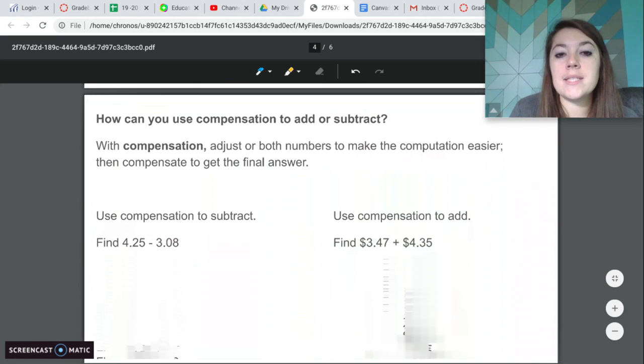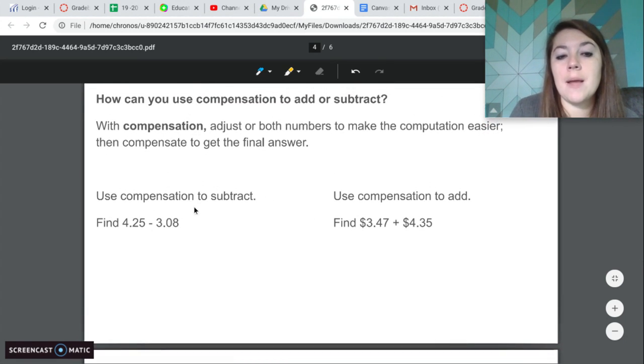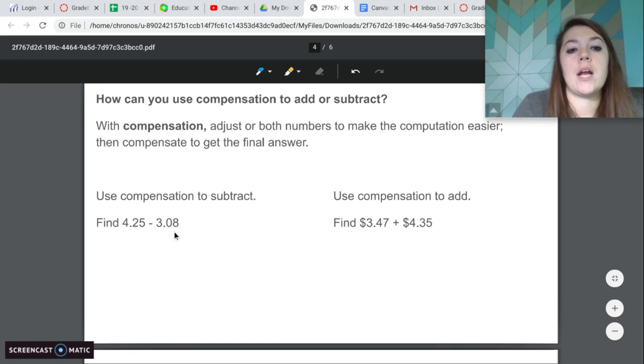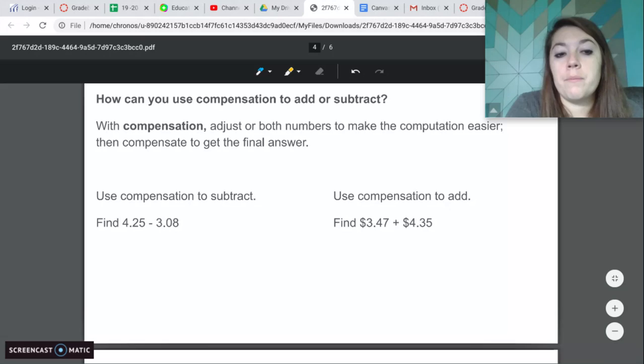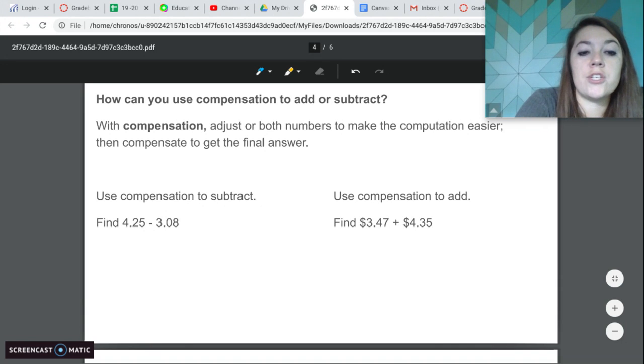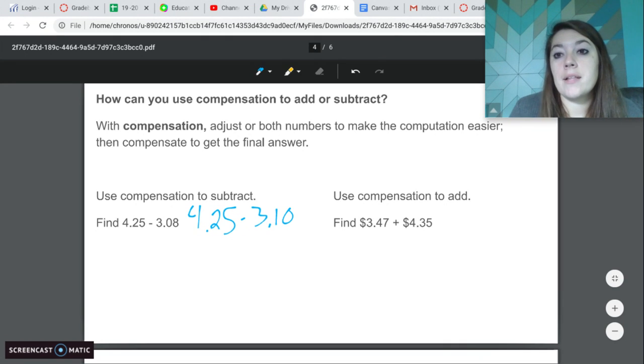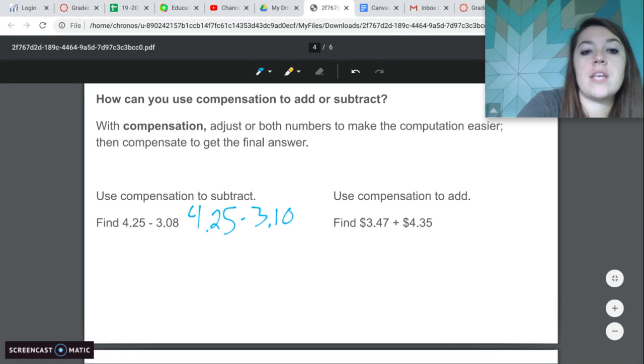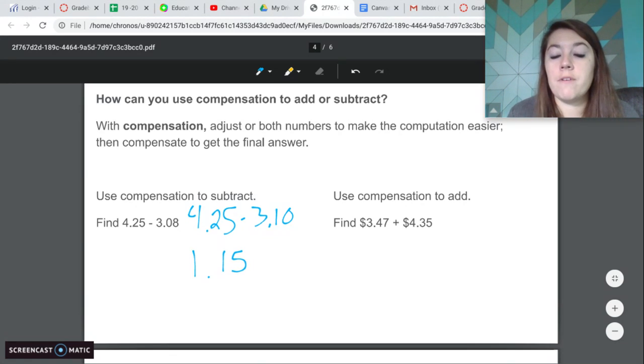We also have what's known as compensation. So we can use compensation to add or subtract. With compensation, adjust the numbers to make the computation easier, then compensate to get the final answer. So on this one here, 4 and 25 hundredths minus 3 and 8 hundredths, that's not going to be the easiest. But if we changed it to 4 and 25 hundredths minus 3 and 10 hundredths, that's a lot easier. 25 minus 10 is 15, and 4 minus 3 is 1. So 1 and 15 hundredths.